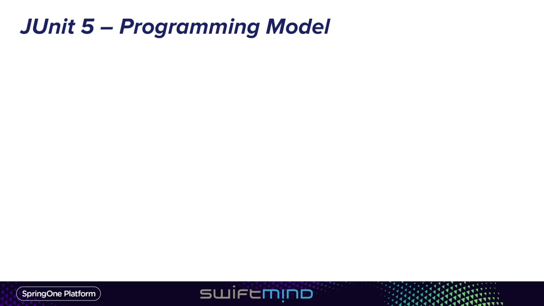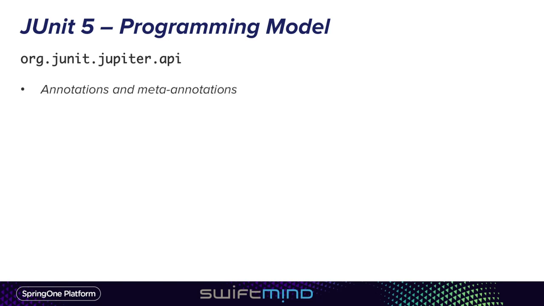So now that we have an idea about the extensibility, let's dive into the programming model in a whirlwind tour. Okay. So everything you need as a developer is in the org.junit.jupiter.api package. Basically all you need. We have support annotations in there, also support for meta annotations. We have assertions and assumptions, custom display names, and I'll be showing some examples of these things.